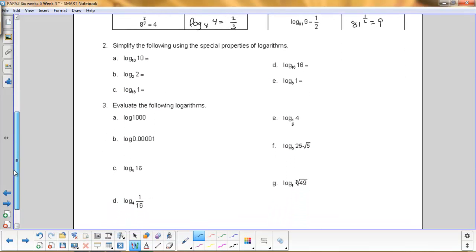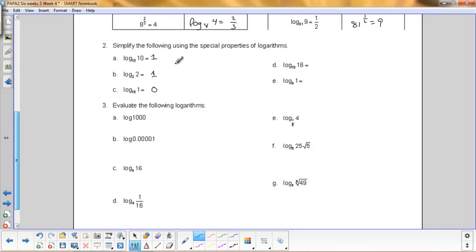We're also going to talk about some special properties of logarithms. These are very simple, but it's very important that you recognize them, because when you're expanding and condensing logs, they will become very handy in order to solve these problems. So if the base and the argument of a logarithm are the same, the answer is 1. If the argument of a logarithm is 1, the solution is 0.